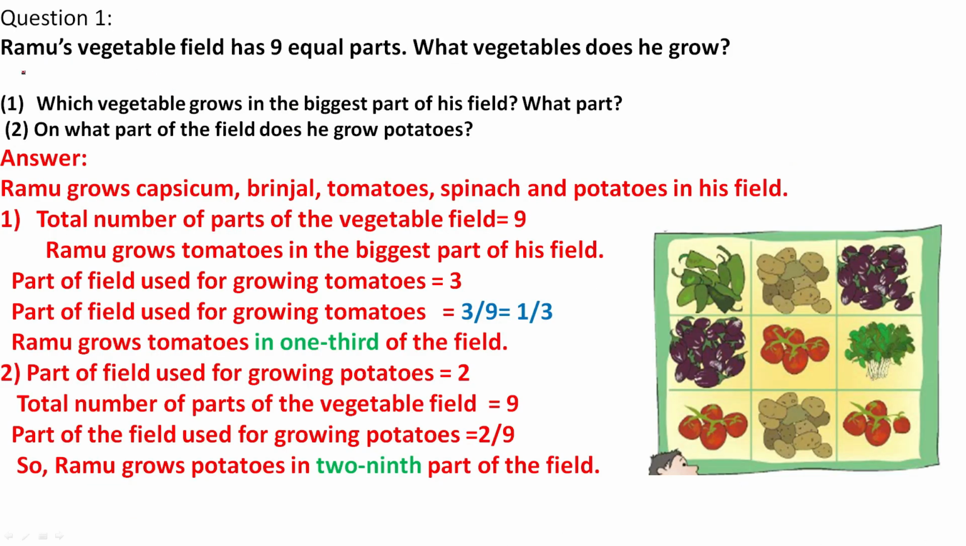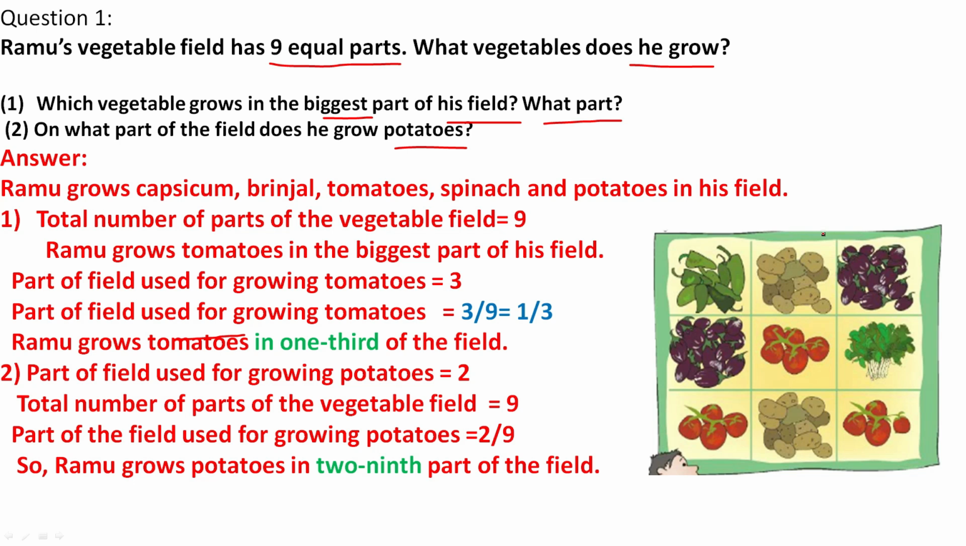Next sum. Ramu's vegetable field has 9 equal parts. What vegetable does he grow? Which vegetable grows in the biggest part of the field and what part is it? On what part of the field does he grow potatoes?